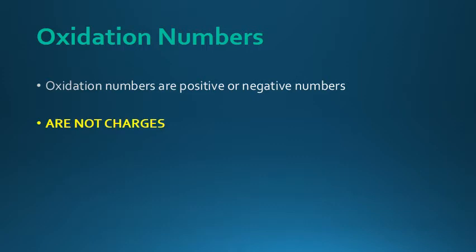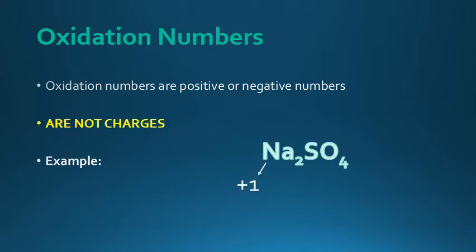They often look like charges. They're often the same as charges, but they're not charges. They're oxidation numbers. Let me give you an example. Take sodium sulfate. Sodium has a charge of +1, and its oxidation number is +1. Oxygen has an oxidation number of -2, and it's the same as its charge. But sulfur has an oxidation number of +6. Clearly, that's not its charge. So, notice, they are not charges. They often look like charges, but they are not.